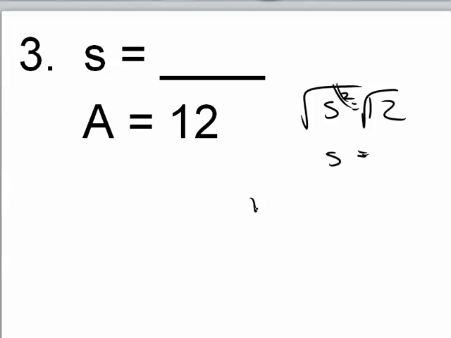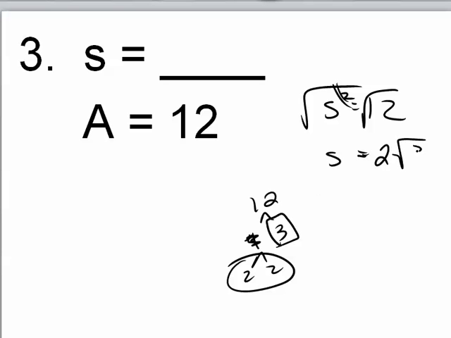So we're going to take our 12 and do the factor tree. I know 4 times 3 is 12. 4 is 2 times 2. And we're looking for pairs. One number from the pair comes out. If you have more than one coming out from a pair, you multiply those. Any lonely numbers that don't make pairs stay underneath. So our answer for the length of a side is 2 rad 3.